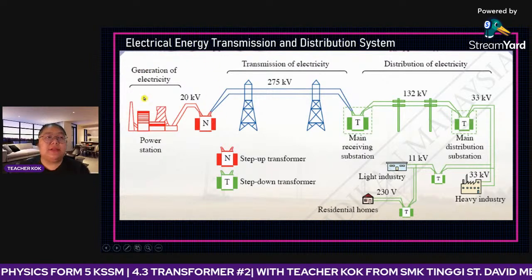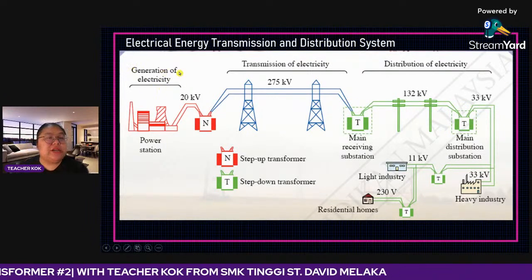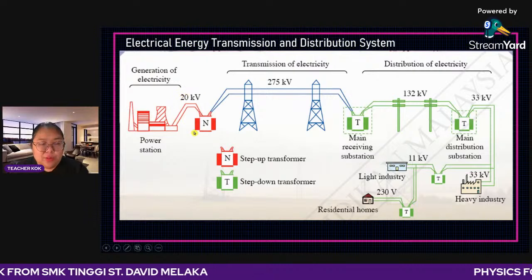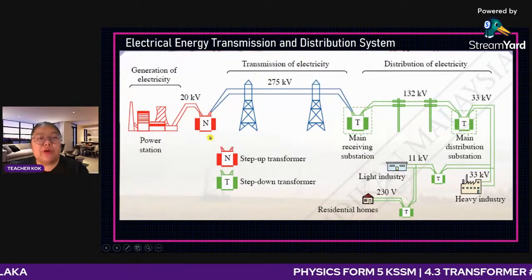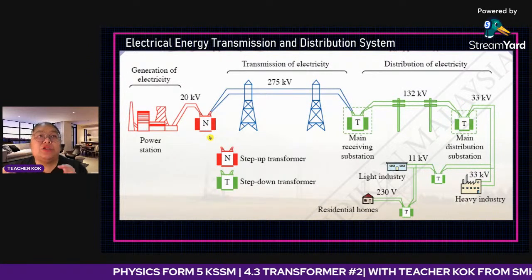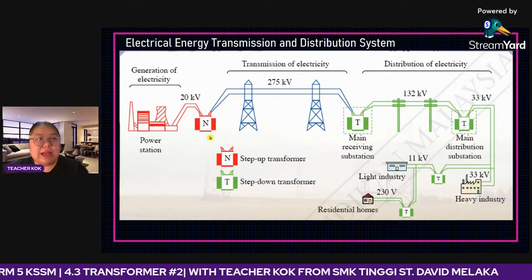How the electricity goes to your house. So first, you see the generation of the electricity. The first one, the red color one, is a step up transformer. When you see a power station, then the joint transformer, you must remember that the transformer is sure to be step up.